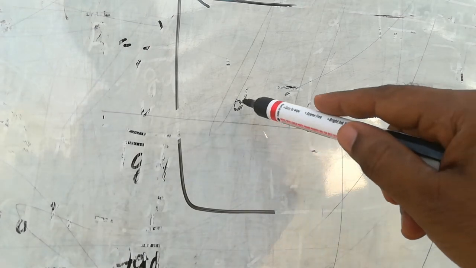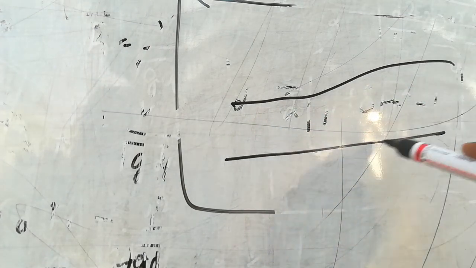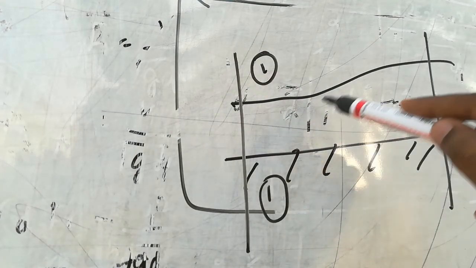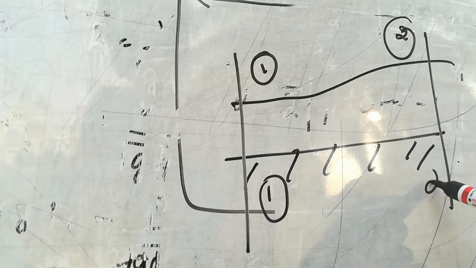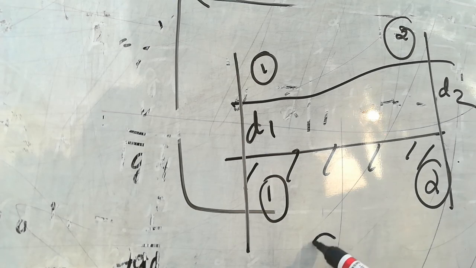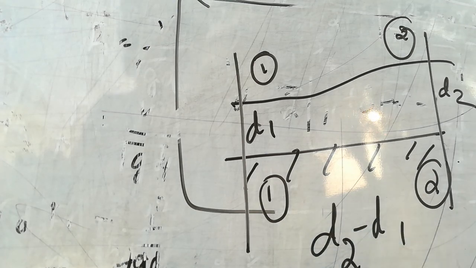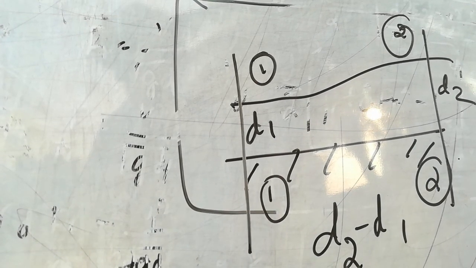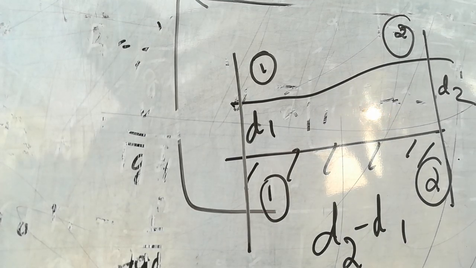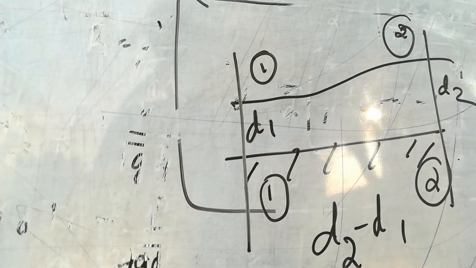We discussed the depth of the hydraulic jump. Section 1 and section 2, this is d2 and this is d1. So d2 minus d1 gives the depth of the hydraulic jump. So this is the derivation for hydraulic jump due to Froude number and hydraulic jump due to loss of energy.